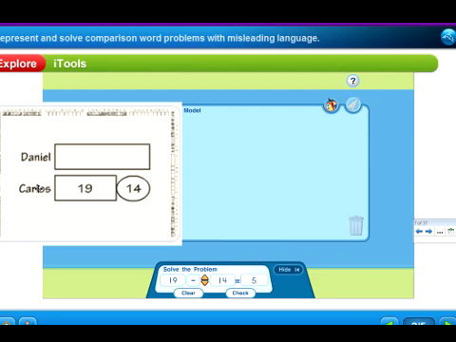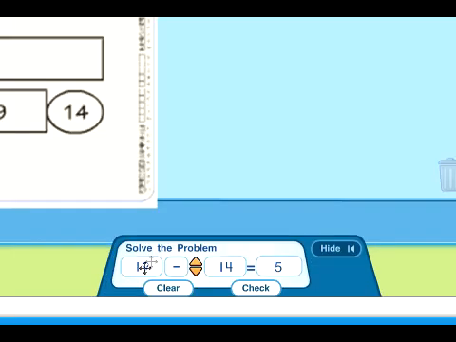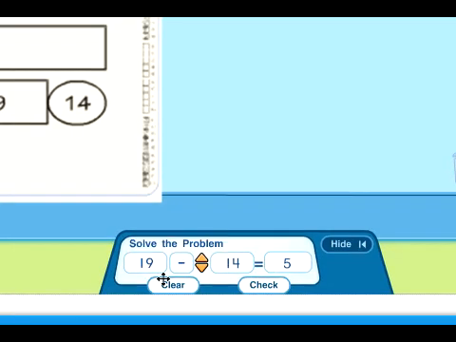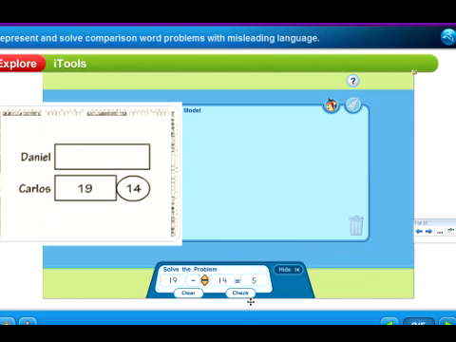Carlos has 19 fish. Do you see where Carlos has 19 fish? He has 14 fewer fish than Daniel. How many fish does Daniel have? This is what he did. If you look right down here, he took 19 minus 14 equals 5. Does he get it correct? Of course he gets it correct. Or does he? Check again.